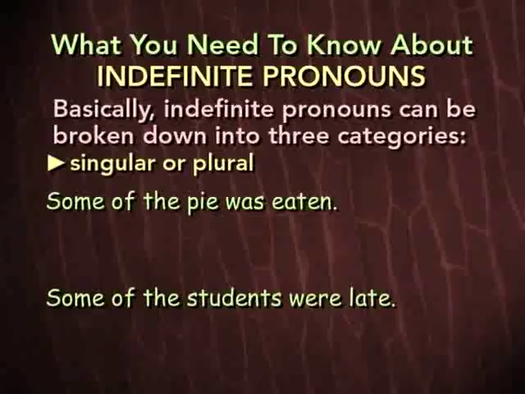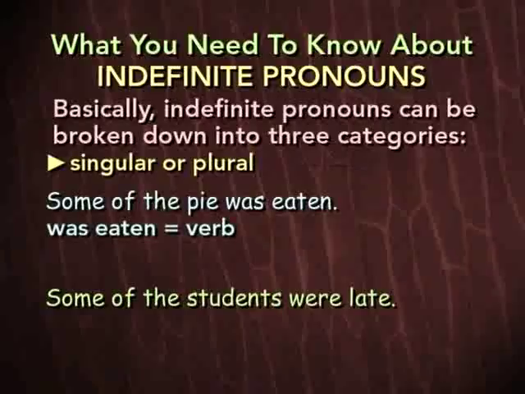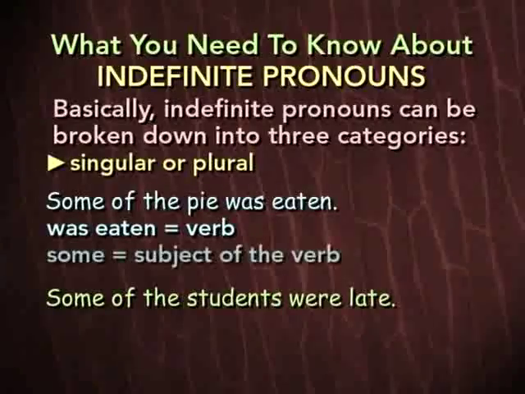Look at the first sentence. Some of the pie was eaten. The verb here is was eaten. That's a verb phrase that begins with the helping verb was. What's the subject of the verb? Some. Some was eaten. Some of what? Some of the pie. But the pronoun some is the specific word which is the simple subject of the verb.